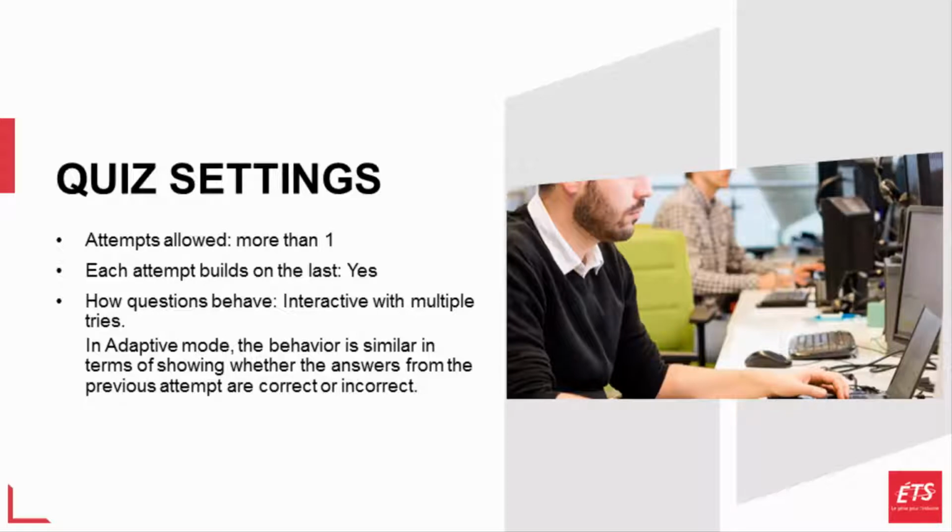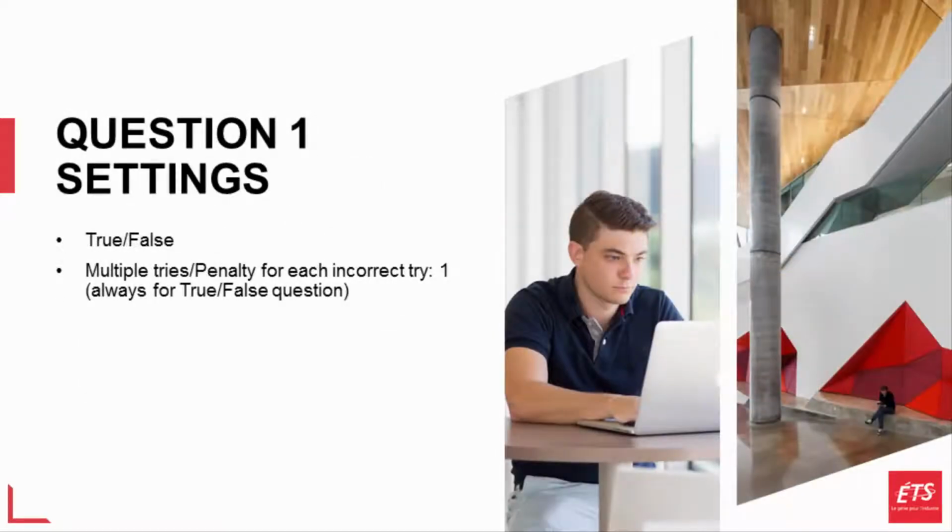Interactive with multiple tries, or adaptive mode, which will behave in the same fashion with respect to showing whether the answers from the previous attempt are correct or incorrect. Question 1 is a true-false question. The penalty for each incorrect try is always set to 1 for true-false questions.